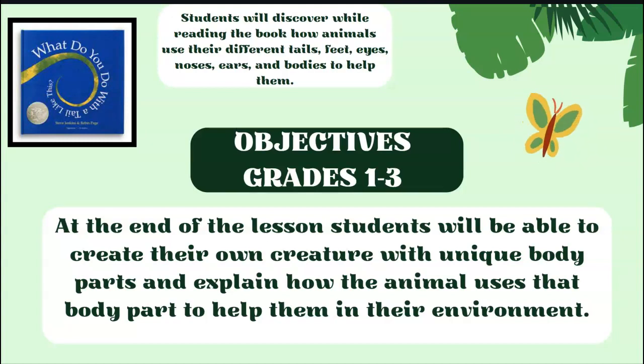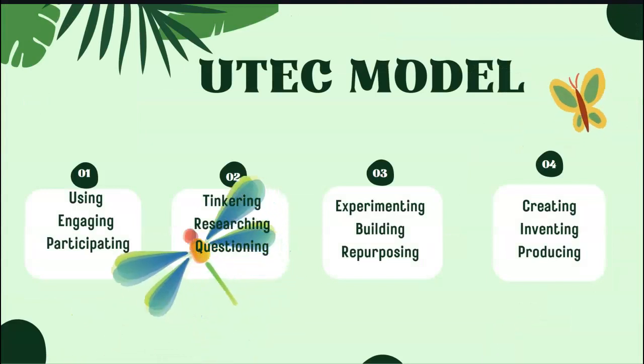Some tails are going to drop off because they're scared. Some tails are used for swatting flies or hanging on trees. Eyes facing forward usually means you are a predator, while eyes facing on the side are sometimes the prey. Not always, but sometimes. And this is going to lead right into the UTEC model.